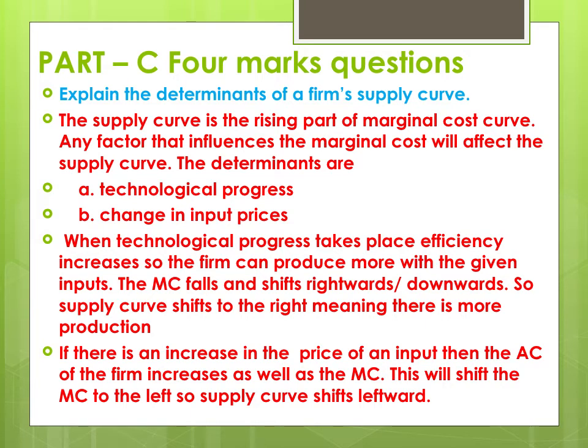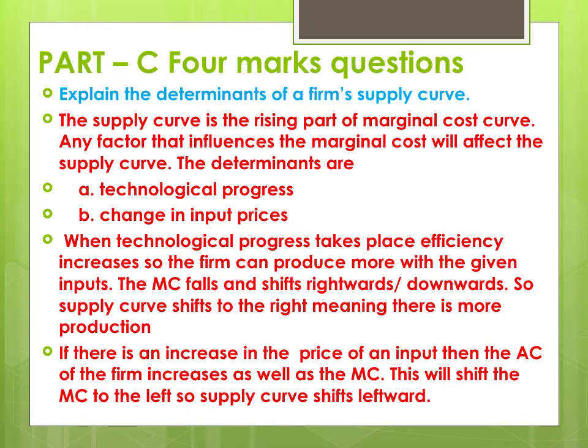Explain the determinants of a firm's supply curve. The supply curve of a firm is the rising part of the marginal cost curve. Any factor that influences the marginal cost will also affect the supply curve. The determinants are technological progress and the change in the input prices.